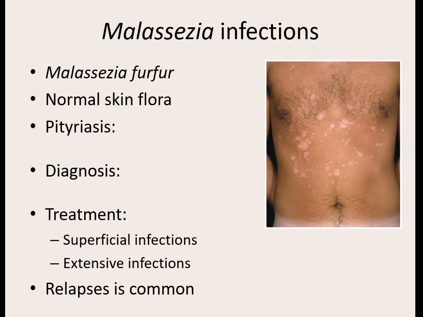Malassezia infections are not uncommon. Most people don't even know that they have this particular fungus on their skin. It's part of a lot of people's normal skin flora. It's called Malassezia furfur. I just like the name furfur. This particular fungus feeds on melanin. Melanin is the pigment that makes our skin tan.